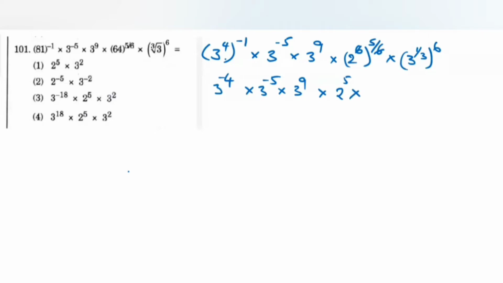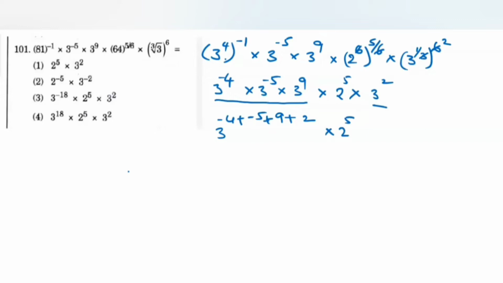So 1 by 3 into 6 you have to do. Power of power is there means you should multiply the powers. So 3 ones 3, 3 twos 6, so you will get 3 power 2 here. Now some numbers are there, these are all with base 3. So let us add the powers. Whenever bases are same and multiplication is there, you need to add the powers. So 3 power minus 4 plus minus 5 plus 9 plus 2, into 2 power 5 as it is.